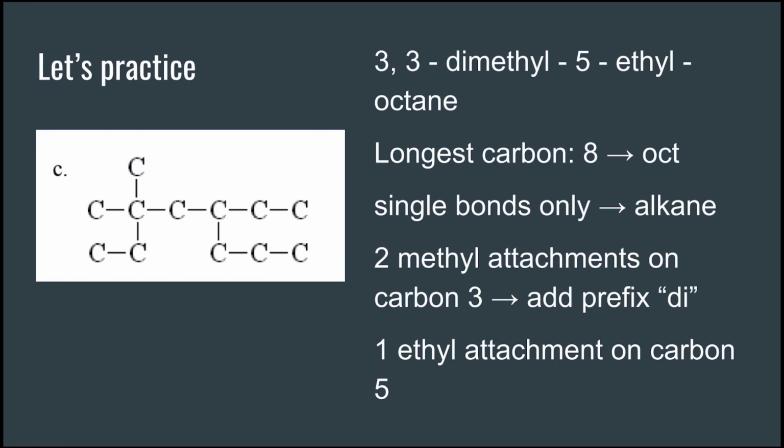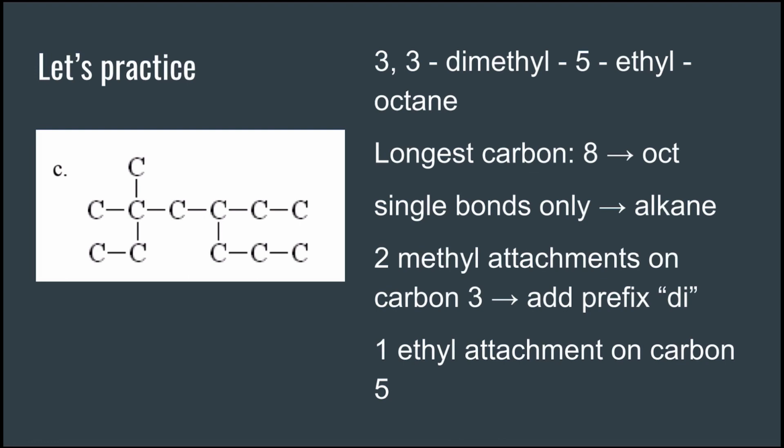5-ethyl octane. Of that name, we've only covered 2-3 big parts. We are missing 5-ethyl. Well, going back to the longest carbon chain, going from left to right, we know that there's another attachment onto the 5th carbon. And we can see that it is a 2-carbon chain long, meaning that it is an ethyl group. So 3,3-dimethyl 5-ethyl octane. Pretty simple, right?